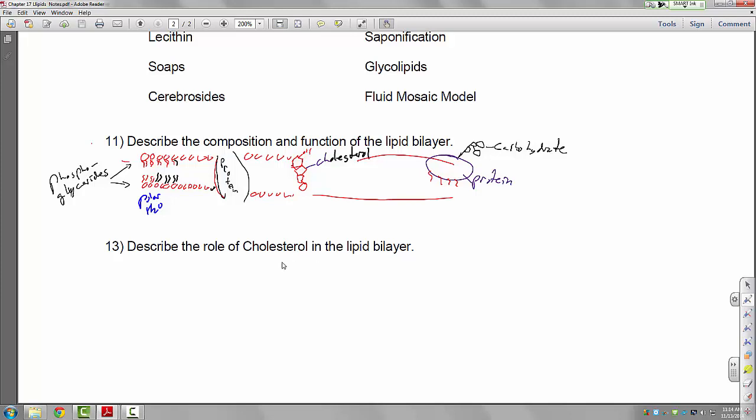Describe the role of cholesterol. I mentioned that earlier. Essentially, the increase in cholesterol in the lipid bilayer makes it stiffer, makes it more rigid, less fluid. It makes the bilayer less fluid.